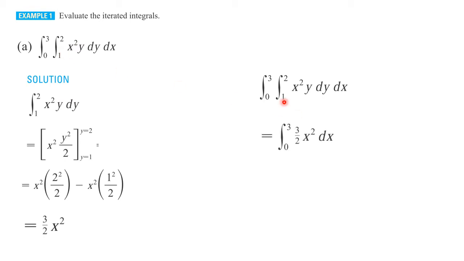So we will replace 1 over 2 x square y with 3 over 2 x square, and the outer integral 0 to 3 is as it is, and we have to integrate it with respect to x. So after integration I will get x cube over 2, and the limits of x are from 0 to 3. Replace x with 3 and we'll get 27 over 2 as our final answer.